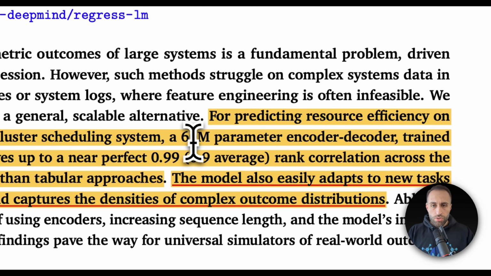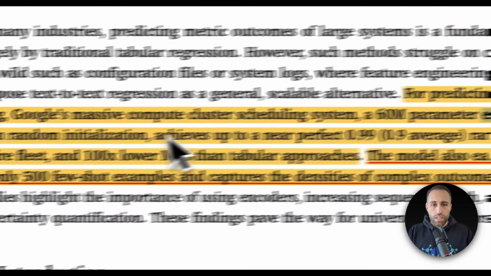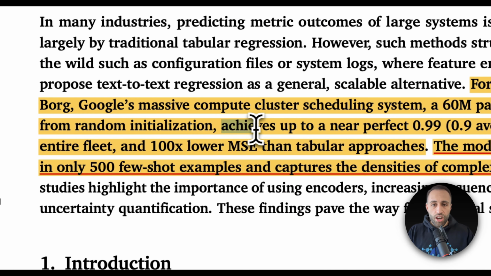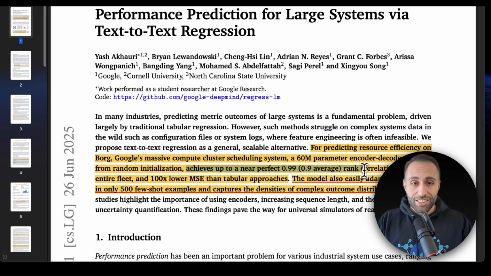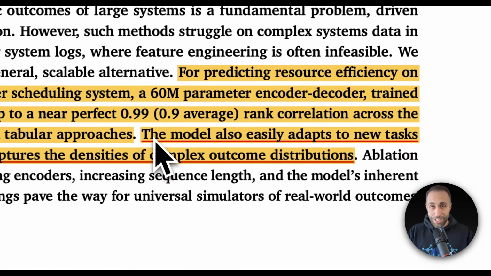For doing so, they trained this 60 million parameter model, which is pretty small. We can simply run it on a single GPU. It's an encoder-decoder trained from random initialization, achieving a near perfect 0.99 rank correlation across the entire fleet and 100x lower mean square error than tabular approaches. So they're clearly highlighting that when they benchmark this approach against traditional regression, they achieve much better results.